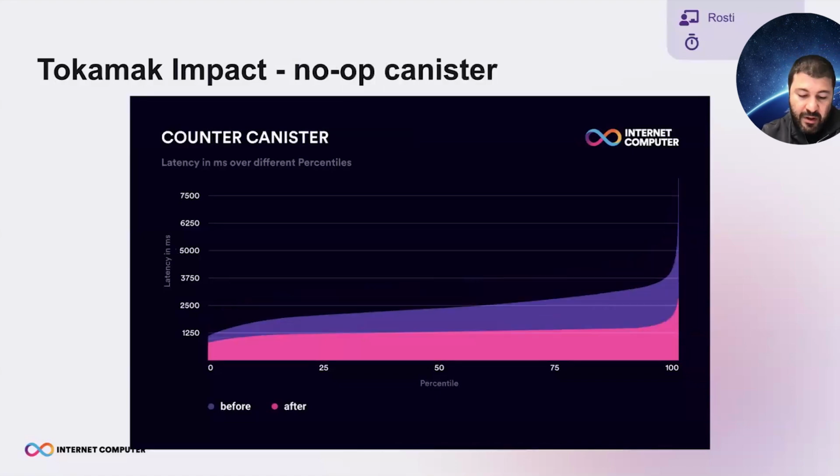And as a third example, I want to show you a bit more theoretical example. So this is the latency distribution for an update call to a no-op or like super fast canister on an application subnet. There you can clearly see the 50% improvement both on mean and tail latencies. But the important message that I want to convey with this graph is that the ICP platform overhead is around 1 second on average. So this makes it one of the fastest in the industry.